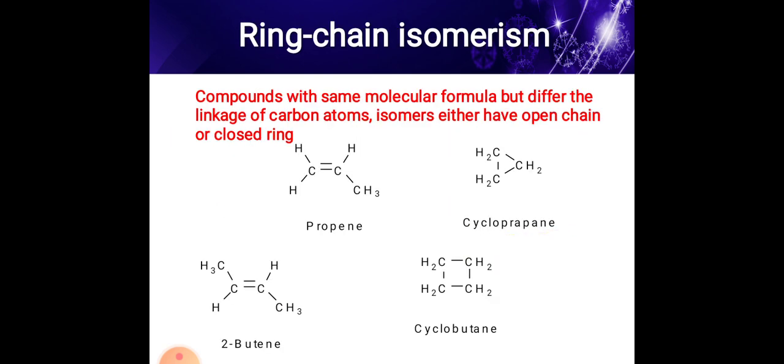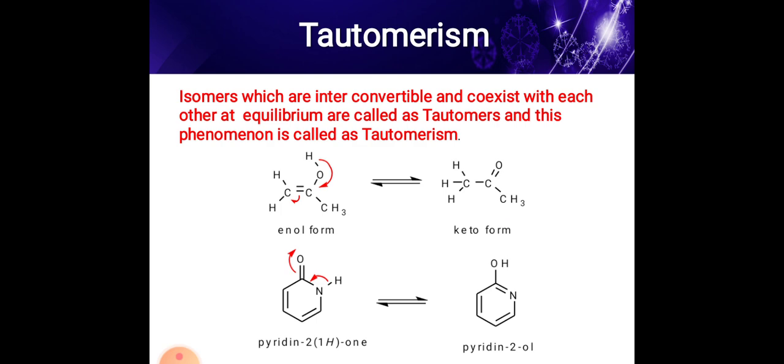Then ring chain isomerism means the compounds having the same molecular formula but differing in the linkage of carbon atoms, and the isomers either have open chain or closed chain. See here propane is open and the cyclopropane ring is there, having the same molecular formula but differing in the linkage of carbon atoms. This is called ring chain isomers.